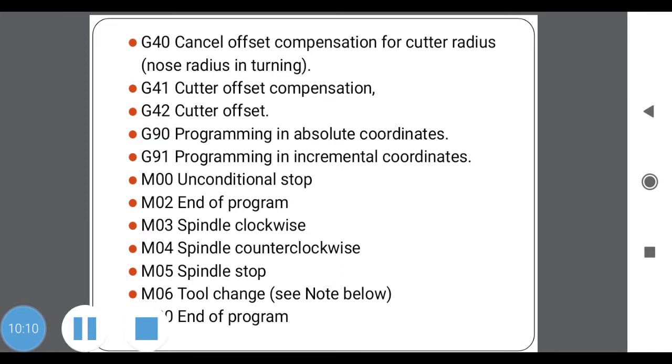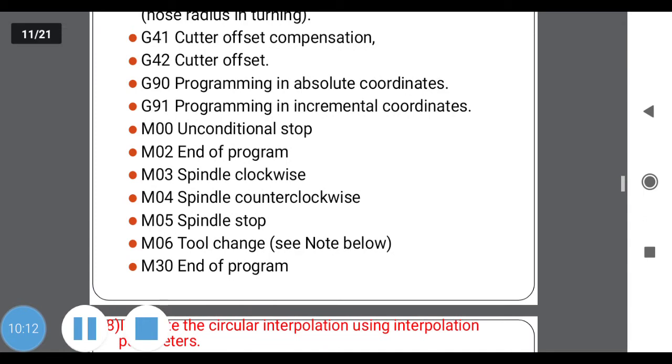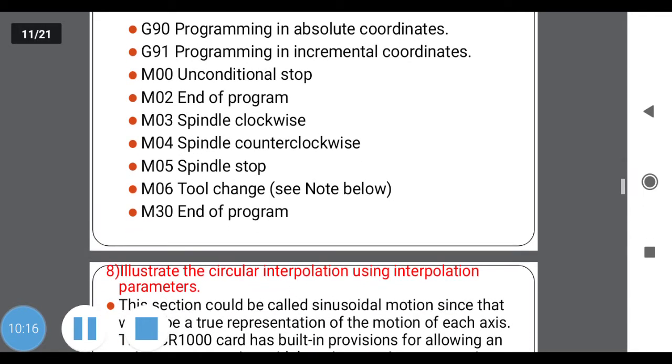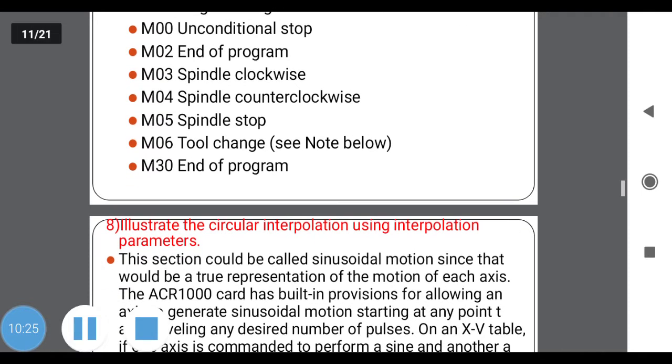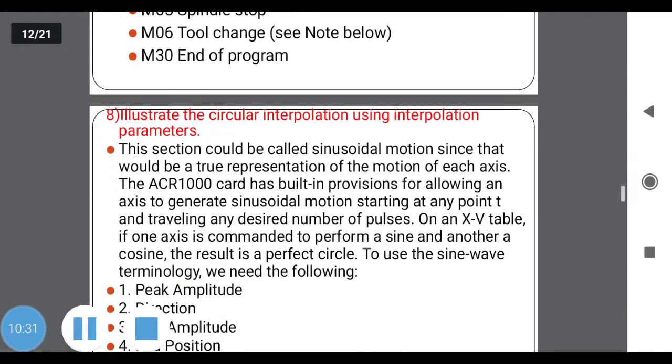M00 unconditional stop, M02 end of the program, M03 spindle clockwise, M04 spindle counterclockwise, M05 spindle stop, M06 tool change, M30 is the end of the program. These are some G codes and M codes used for turning and milling applications.